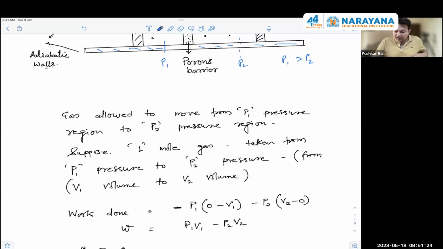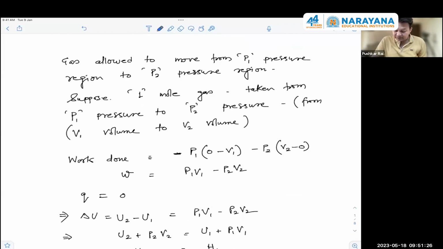So total work done is equal to minus P1, in chemistry sense, times final volume 0 for the left-hand side minus initial volume V1, minus P2 times final volume V2 minus initial volume 0. Do you understand this? It is the net work done, and that comes out to be P1V1 minus P2V2. That is done. And in the process, Q was equal to 0. So if Q was equal to 0, then delta U becomes what?